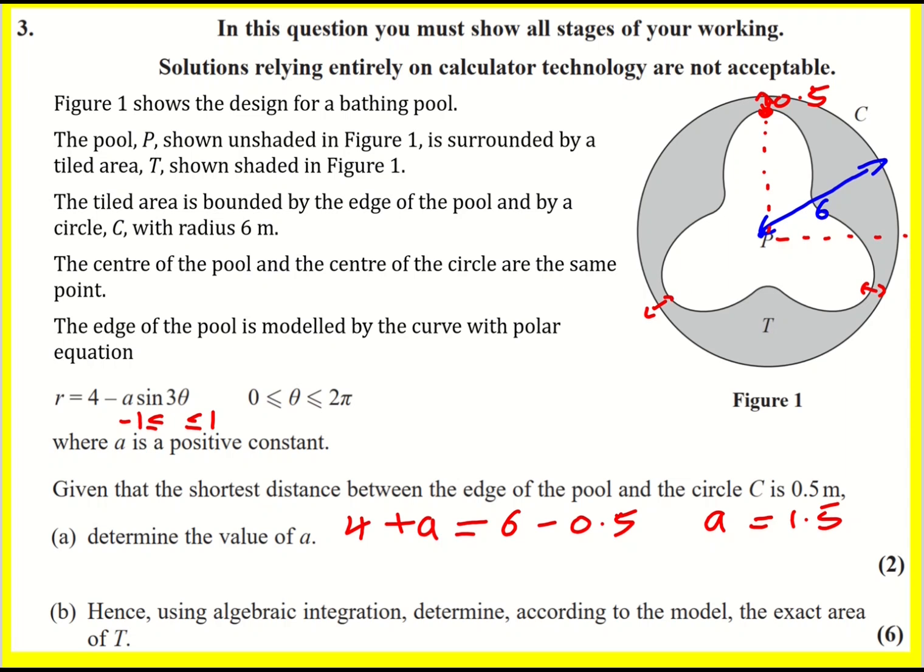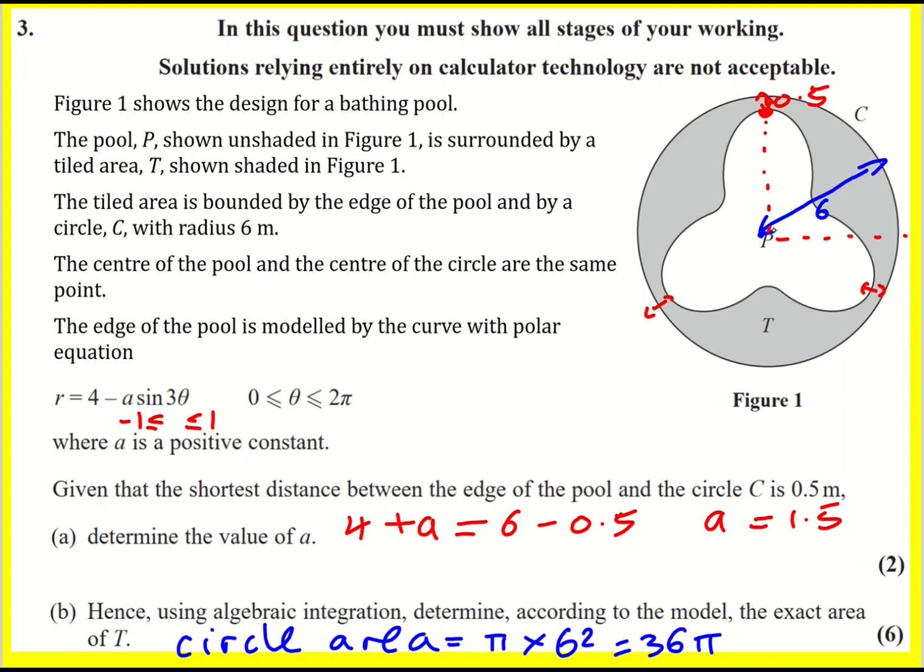Hence, using algebraic integration, determine, according to the model, the exact area of T. So I can, first of all, work out the circle. That's going to be a good idea. Which is going to be pi times 6 squared, so 36 pi. And now to find out basically the non-shaded region, this is how we're going to be doing it.